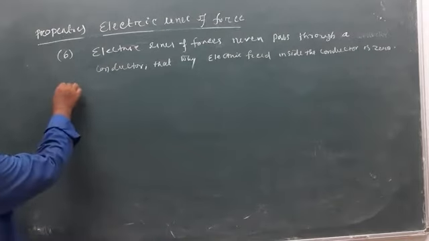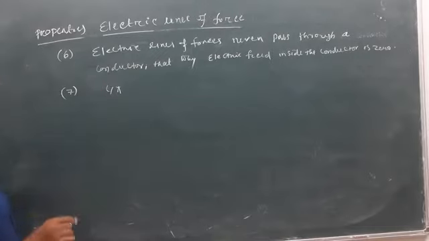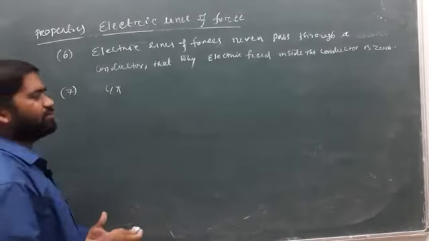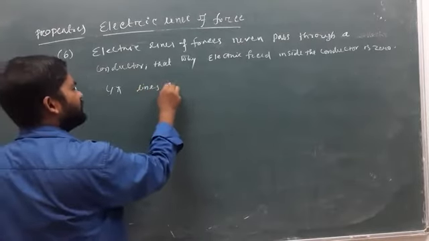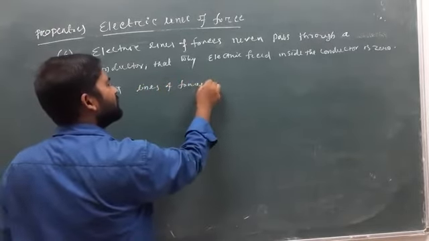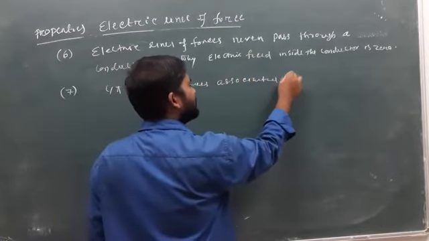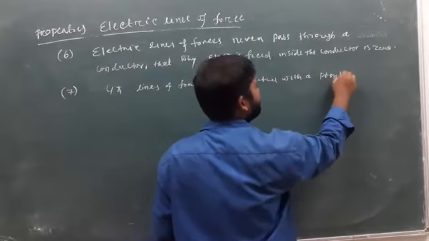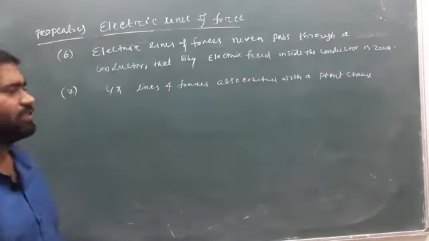Number 7 property: the number of lines of force associated with a single isolated charge is always 4 pi. So 4 pi lines of force are associated with a point charge.